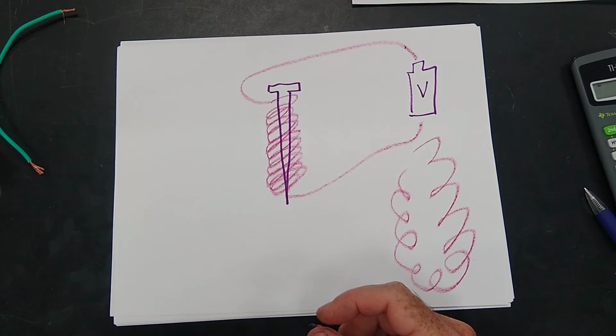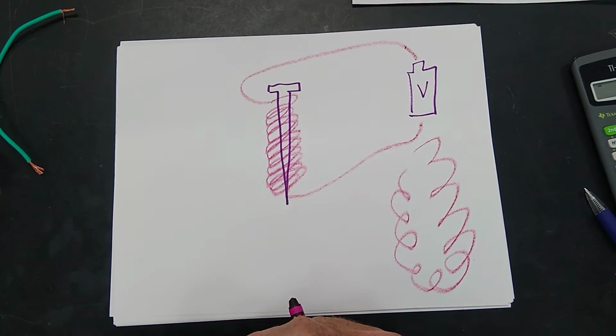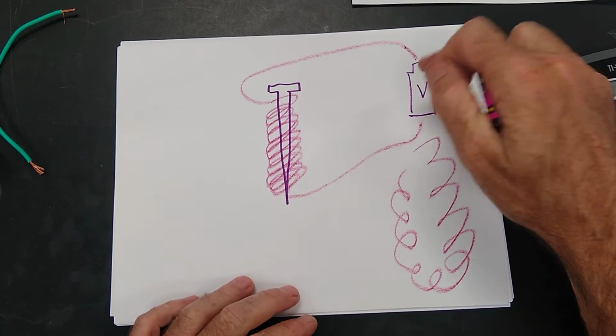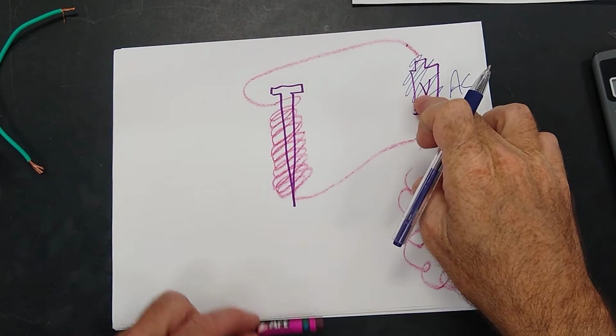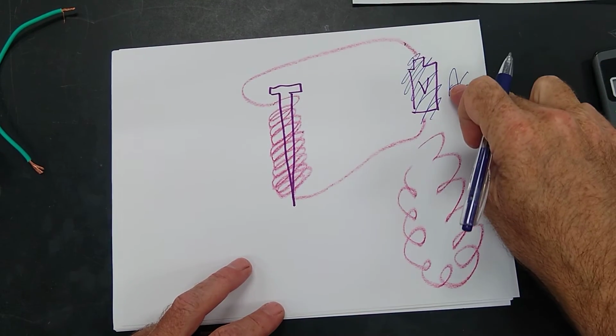All right? Let me ask you a question. How can I make this electromagnet stronger? That's right. Could use a stronger battery or more wraps. Exactly right. Now I get rid of the battery and I hook up an AC current.